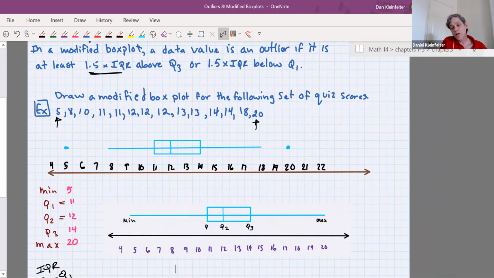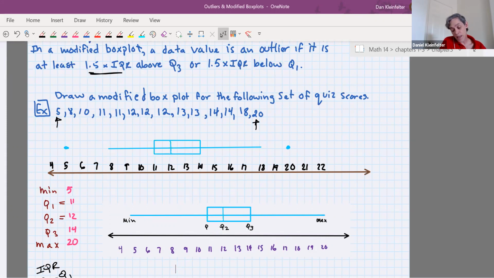The decision to use 1.5 interquartile ranges as the cutoff between an outlier or not an outlier is kind of an arbitrary decision. It's the one that our textbook author has chosen, so I want to let you know that so that when you go to do the problems in MyMathLab, that's basically what they're expecting.